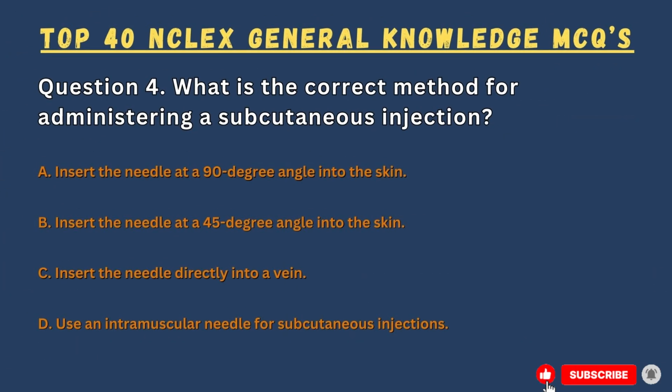Question 4. What is the correct method for administering a subcutaneous injection? A. Insert the needle at a 90-degree angle into the skin. B. Insert the needle at a 45-degree angle into the skin. C. Insert the needle directly into a vein. D. Use an intramuscular needle for subcutaneous injections.